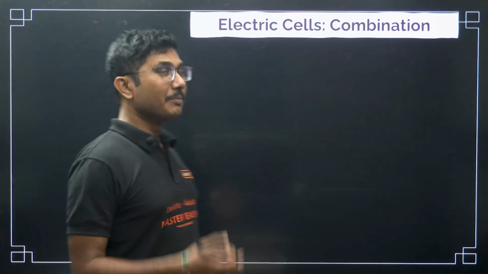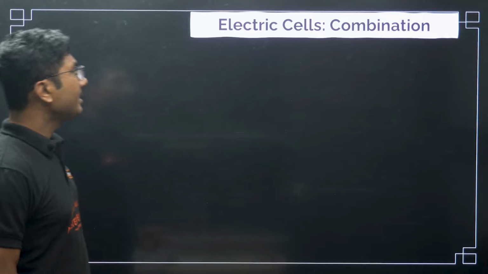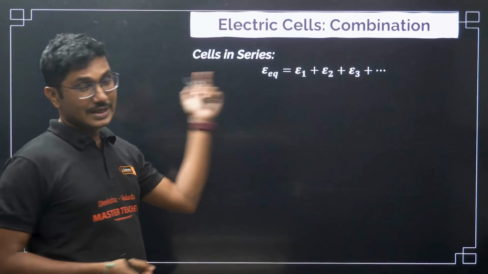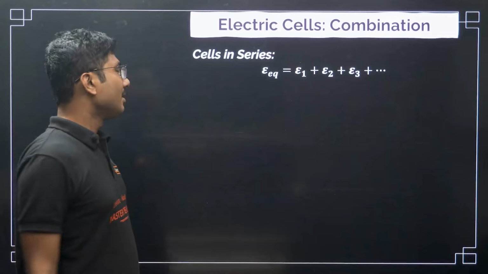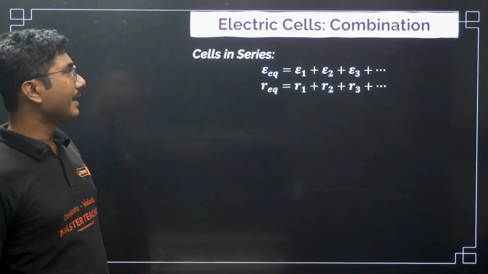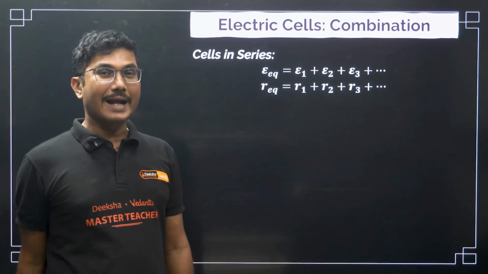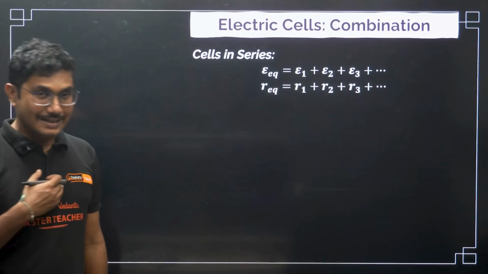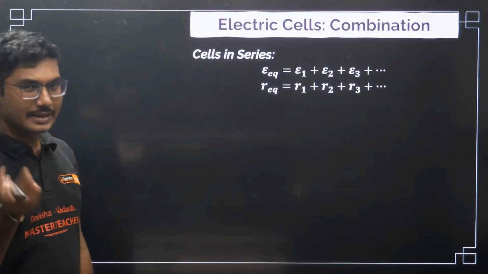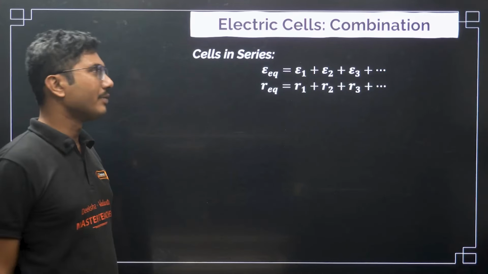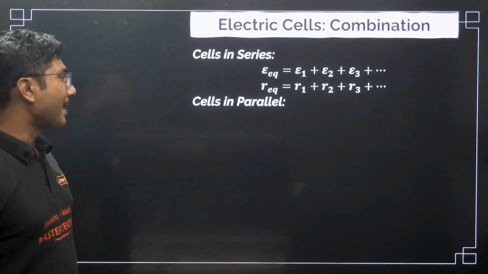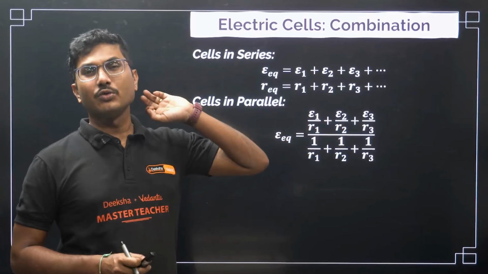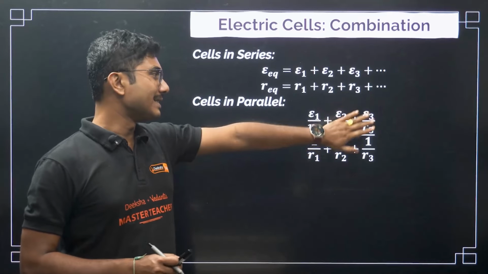Now electric cells combination, this is also very important. Cells in series: the EMFs, epsilon, basically get added, as simple as that. Resistances get added, EMFs get added, but remember that here all the cells are connected in exactly the same order. If the order is changed, then one might be negative as well. Anyway, cells in parallel is a little tricky. This is the easiest formula to remember.